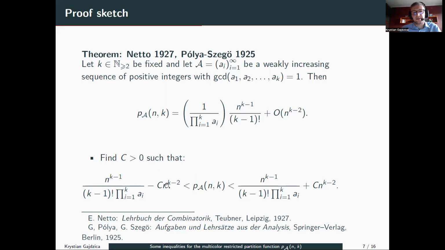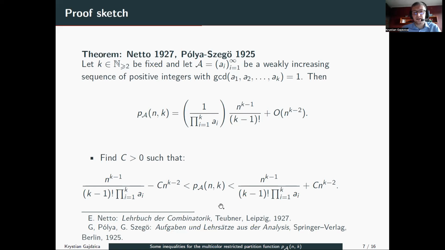we observe that if k grows, then these bounds become more and more inaccurate. So this is the problem. And how can we obtain the value of the constant c?